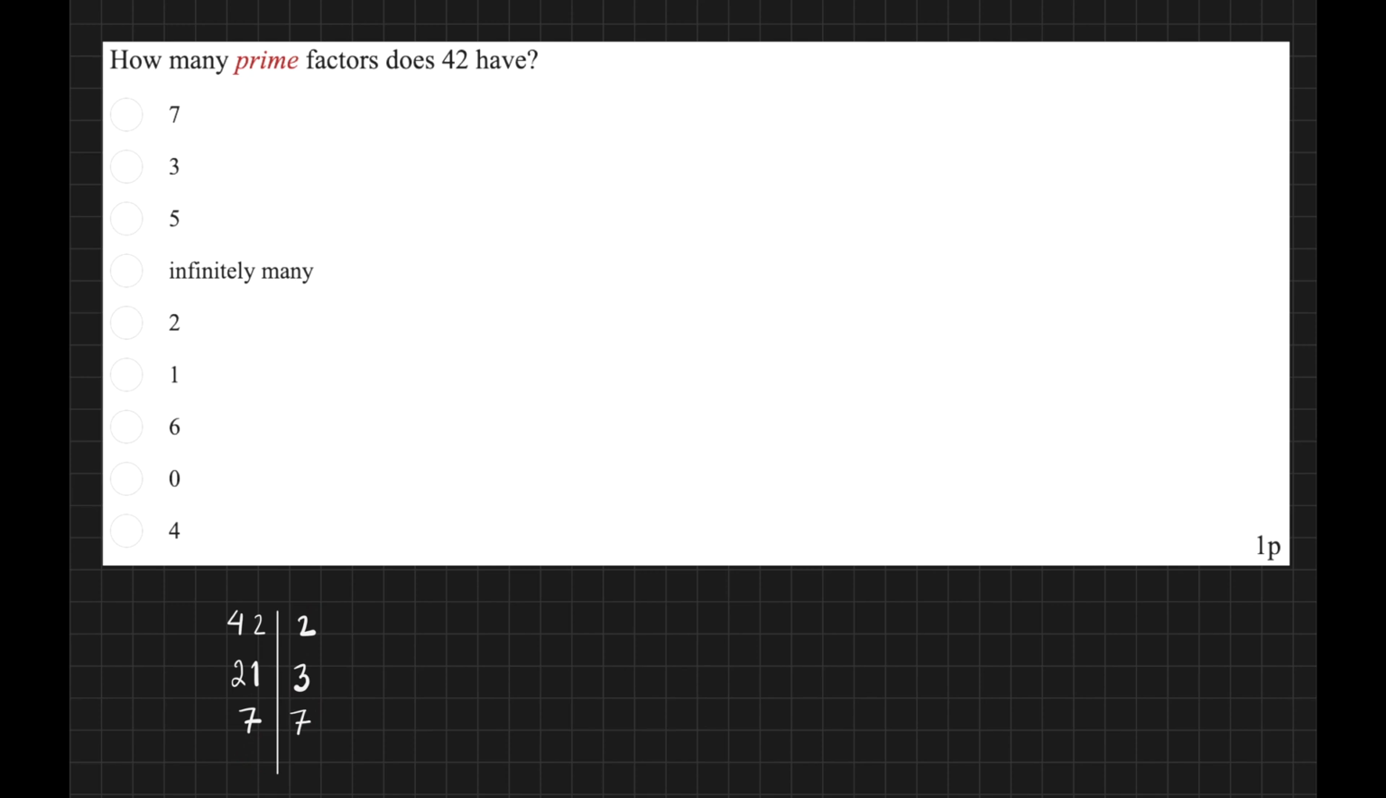And then when I do the division, I see that the remainder is 1. So I reached the point that I wanted to reach. I stop here, and then 42 is the product of these prime numbers: 2 multiplied by 3 multiplied by 7. So the option that you have to choose is that there are 3 prime factors for 42.